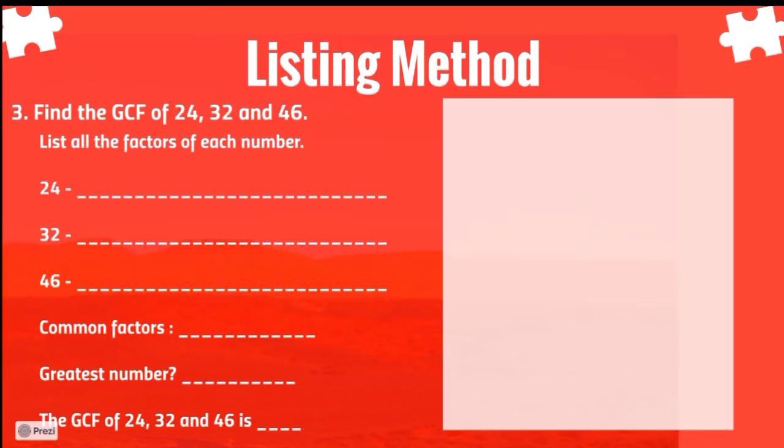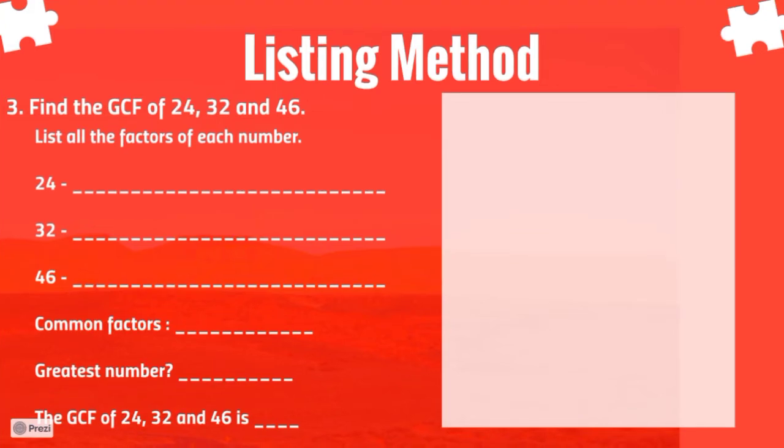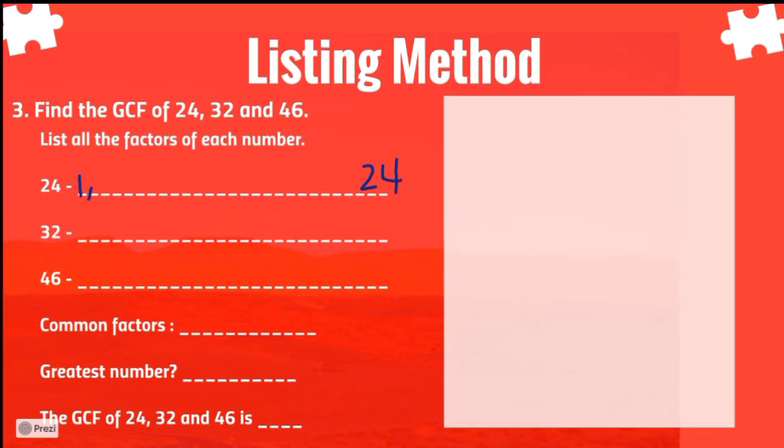Example number 3. Find the GCF of 24, 32, and 46. Again, let's enlist all the factors of 24. Factors of 24, 1 times 24. 24 is divisible by 2, so 2 times 12. And 24 is also divisible by 3, so 3 times 8.